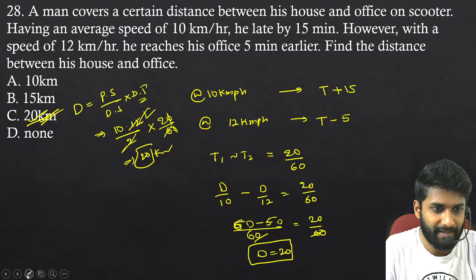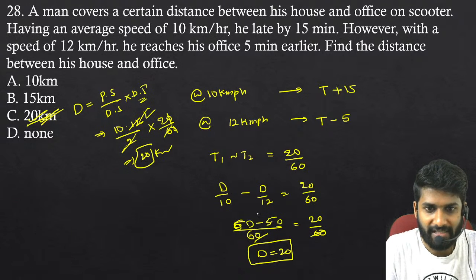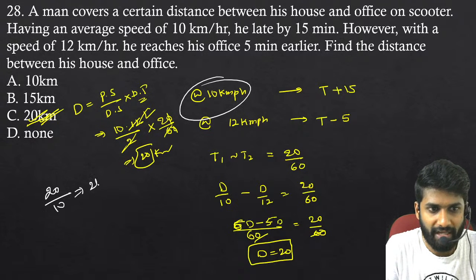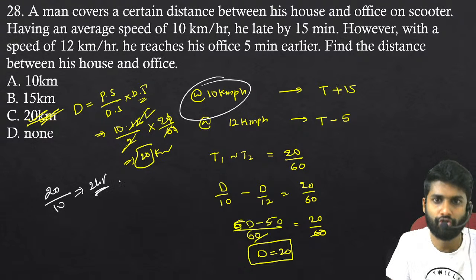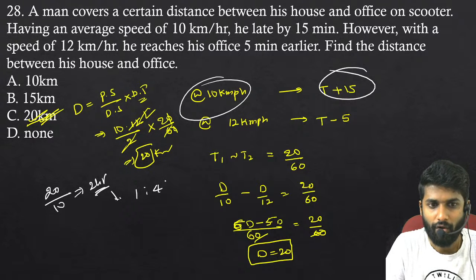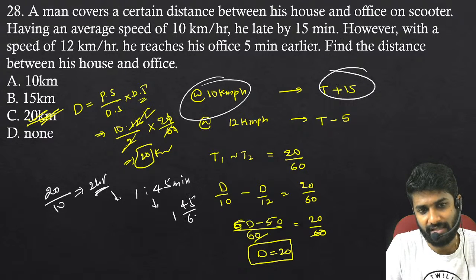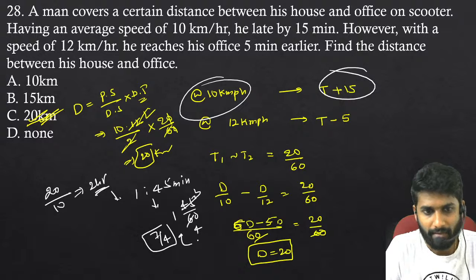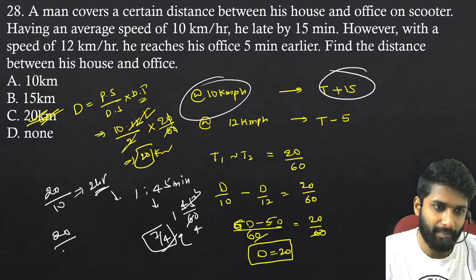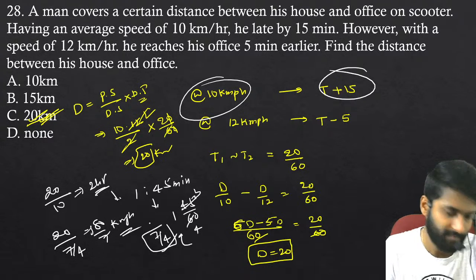See, if you want the exact speed: for 20 kilometers, taking the first statement, at 10 kilometers per hour it takes 2 hours, but with those 2 hours he is 15 minutes late. 15 minutes late means the exact time is 1 hour 45 minutes. 1 hour 45 minutes means 7 by 4. Clear? 7 by 4. Now the exact speed is 20 by 7 by 4, so the answer is 80 by 7 kilometers per hour. That is the answer.